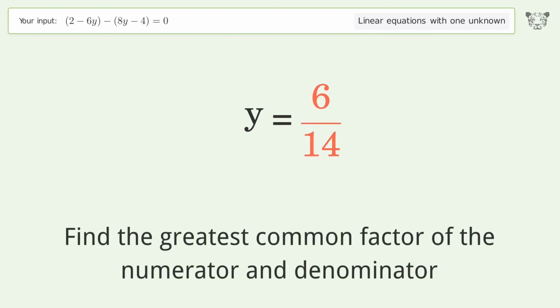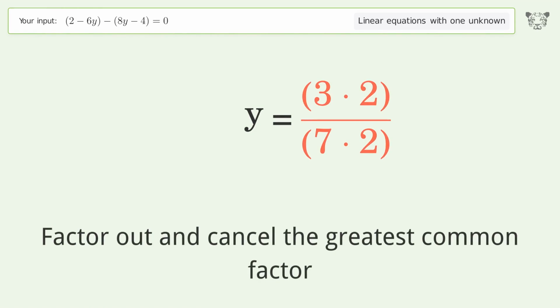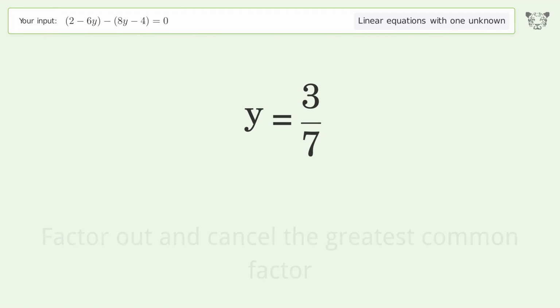Find the greatest common factor of the numerator and denominator. Factor out and cancel the greatest common factor. And so the final result is y equals 3/7.